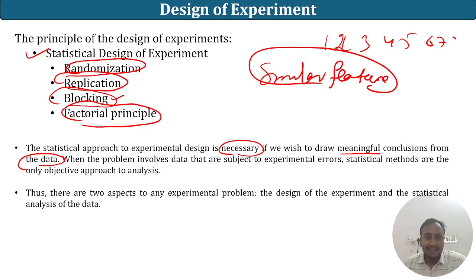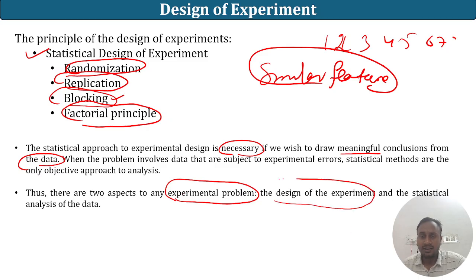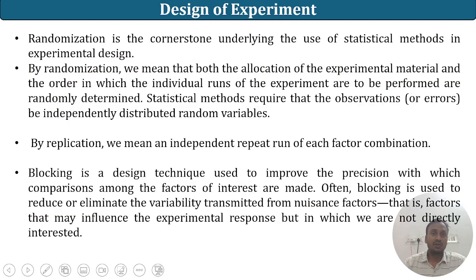That's why in any experimental problem we have two aspects. One is the design of the experiment. The second one is the statistical analysis of the data. Both parts are very important. If the design has some flaws, we will not be able to execute it, or will not get whatever we need. Randomization is the concept underlying the statistical method in experiment design.